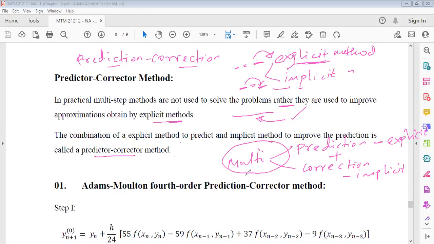The combination of the explicit method to predict and the implicit method to improve the prediction. So improving the explicit method is what we call the implicit method, and that is involved in the correction. Both altogether we call the predictor-corrector method. So this is also one of the definitions. Please understand it.